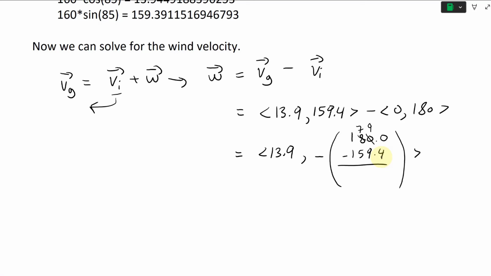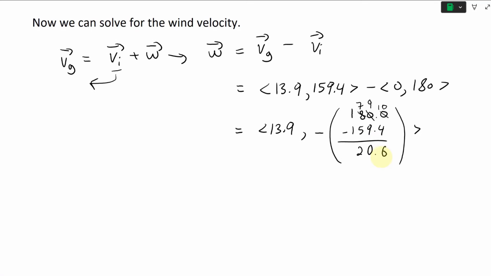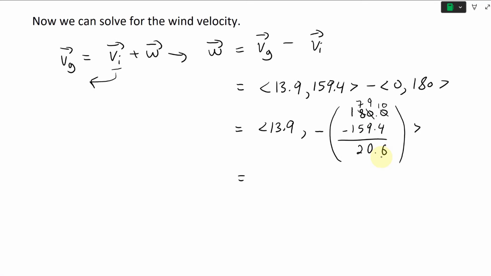This becomes a 10 right here. So this is going to become a 10, like that. So we have 10 minus 4 is 6, and then 9 minus 9 is 0, and then 7 minus 5 is 2. And this goes 1 minus 1 is 0. So we have 20.6, and we have to put a negative because we flipped over the bigger number on the top.